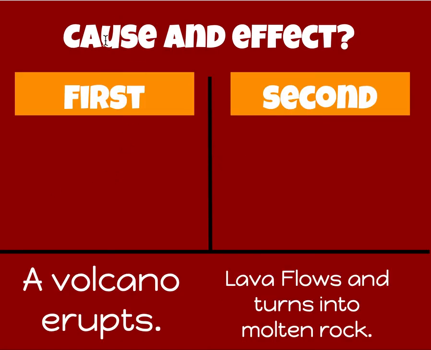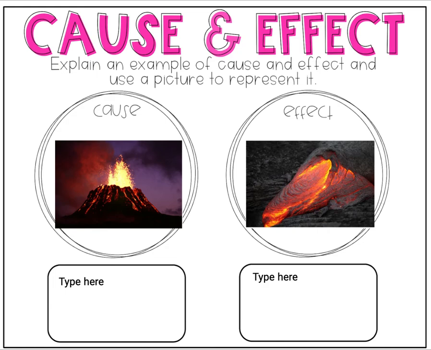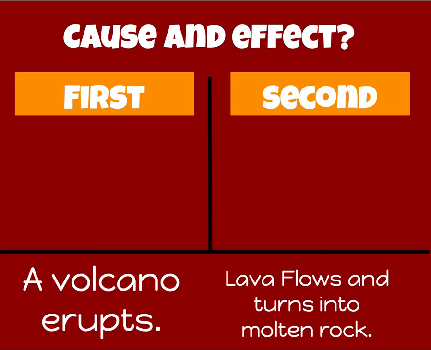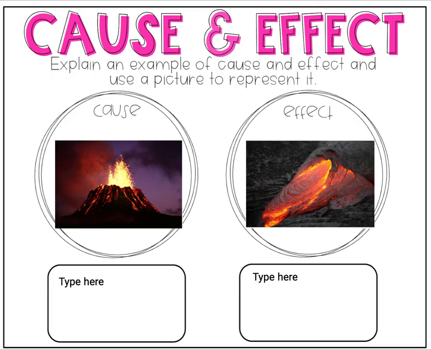Then I want you to think about the cause and effect. We talked about this yesterday. What happened first and second? A volcano erupts. Lava flows and turns into molten rock. What happens first? What happens second? And then tell me what's happening here. What is the cause? What's happening? And what is the effect? What could be happening here? You are going to be doing these three parts after you watch this video.